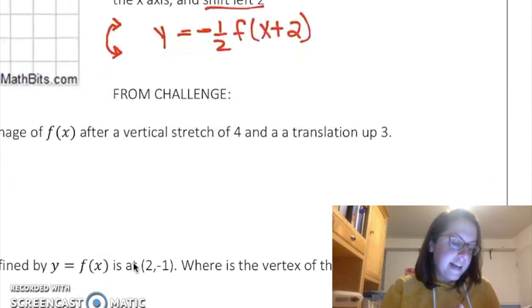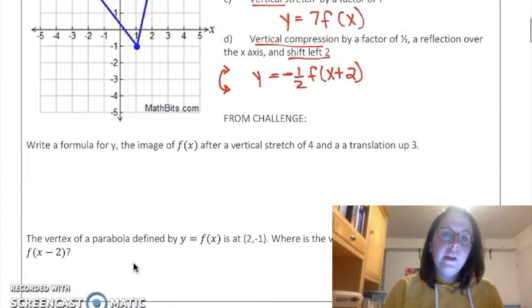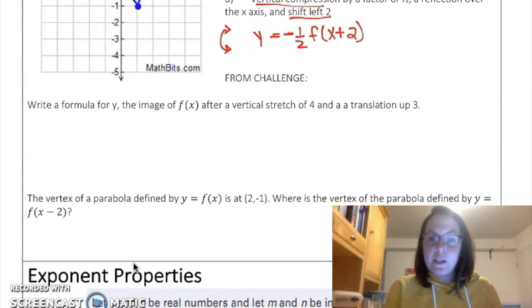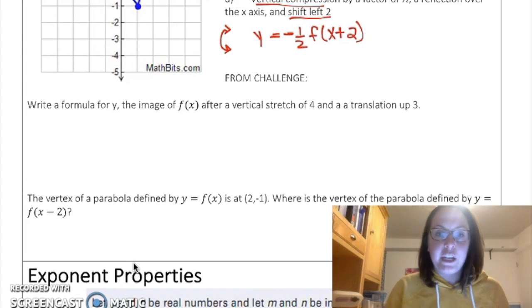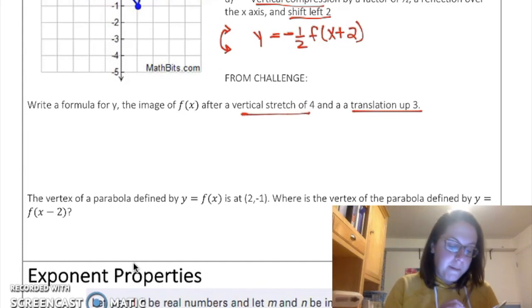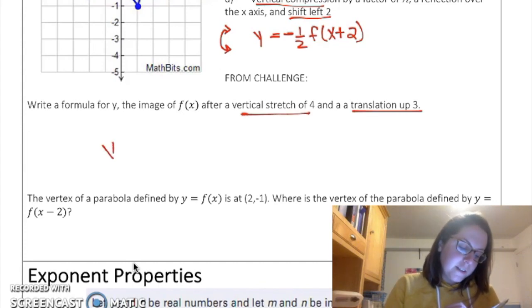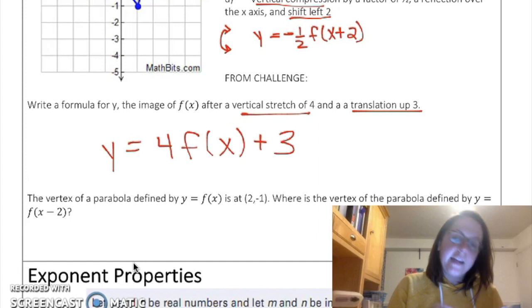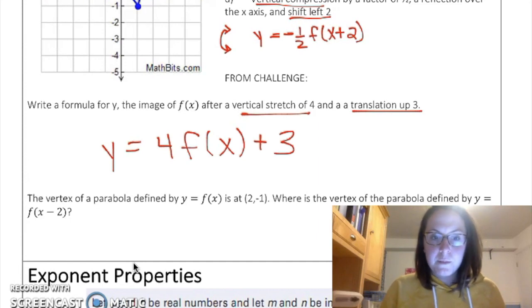Now, these last 2 questions are from the challenge activity we did in class on our last review day. I just wanted to go over those one more time to make sure we were comfortable on those, since these are on the review sheet you have. So on this first one, write a formula for y after a vertical stretch of 4 and a translation up 3. Vertical, that's going to be outside. Translation up, that's also going to be outside, so that would be your function.